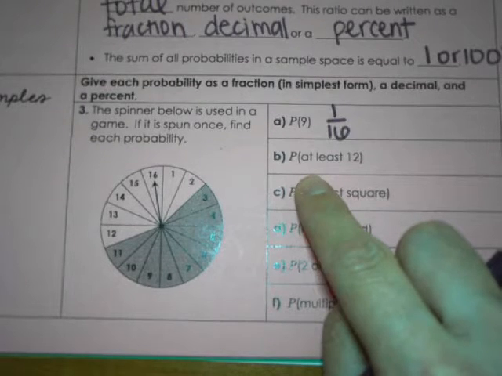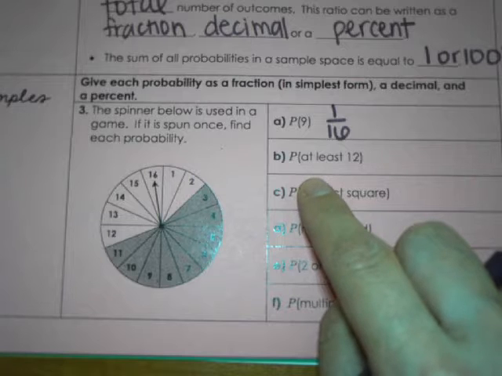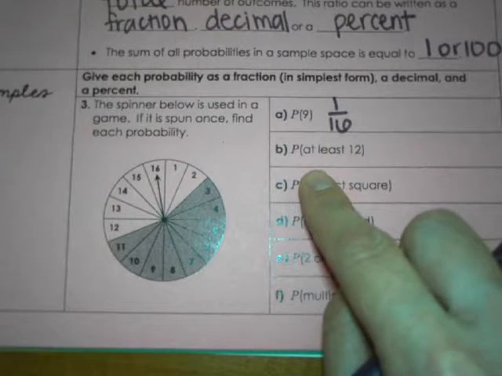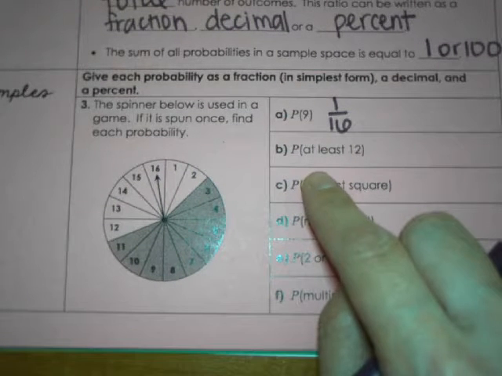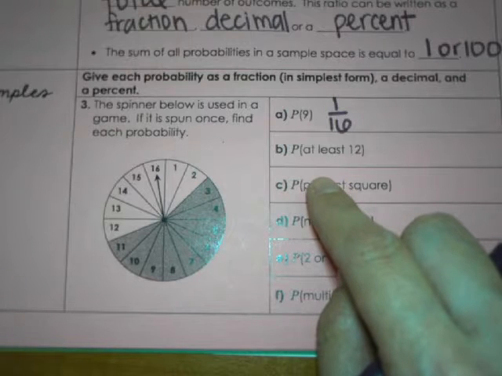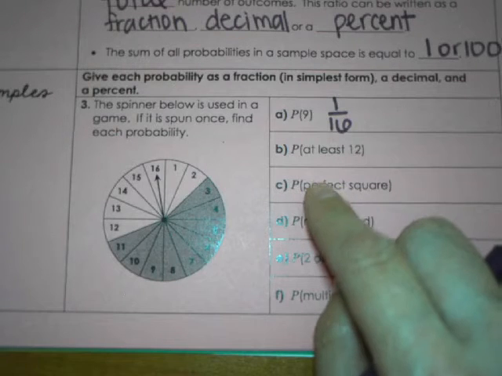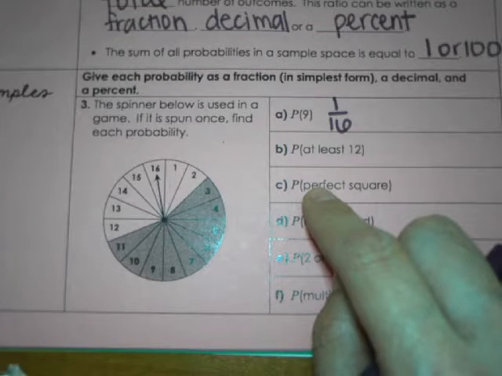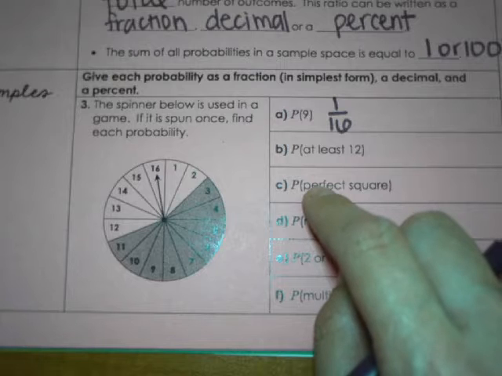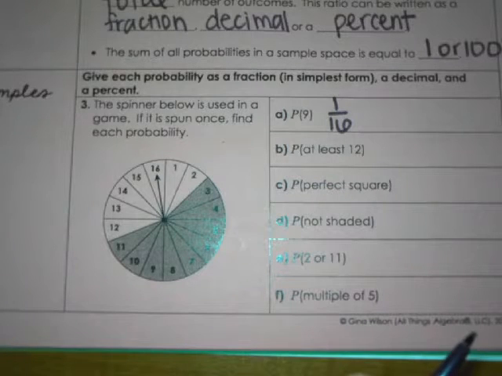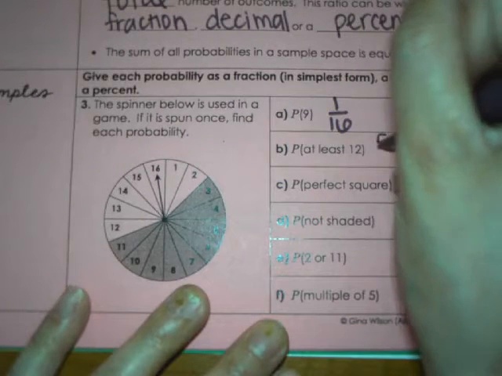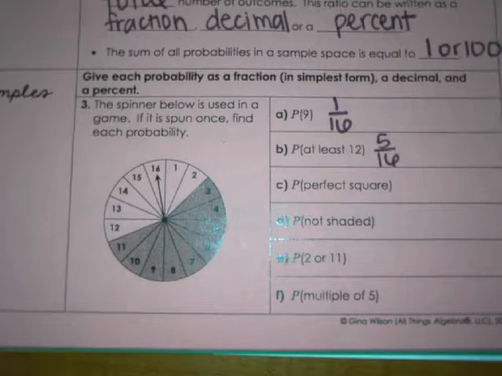Okay, here's where it can get a little tricky, because it's not just based on what number they want. It could also just be at least 12. So I have to know what at least means. Does at least mean greater than 12 or less than 12? Greater than. Does it include 12? Yes. So I need to know how many numbers are 12 or more, which is 5 out of how many total? So your probability of getting a 12 or greater, at least 12, is 5/16.